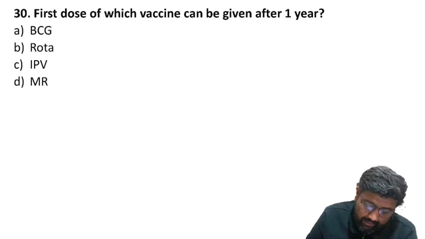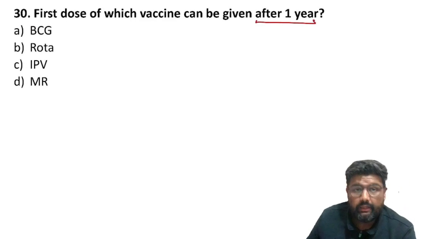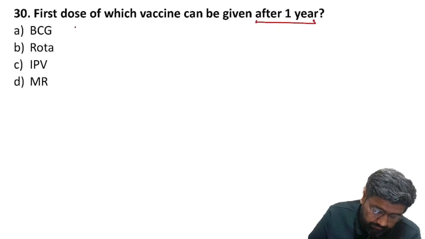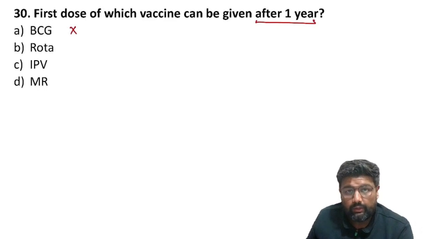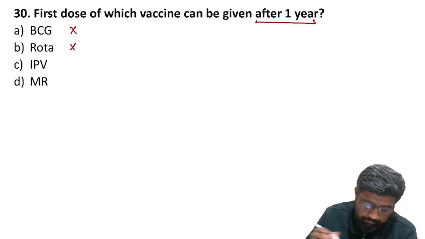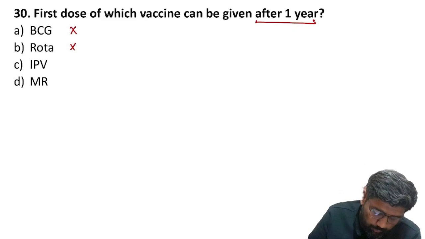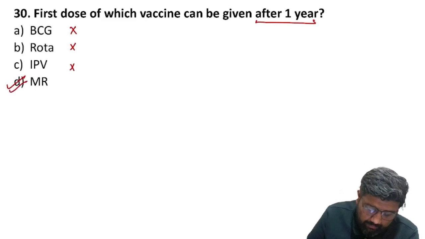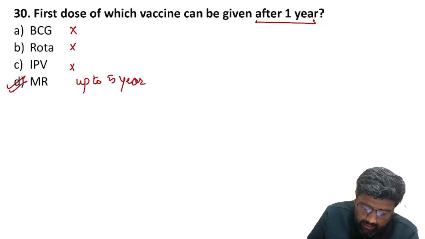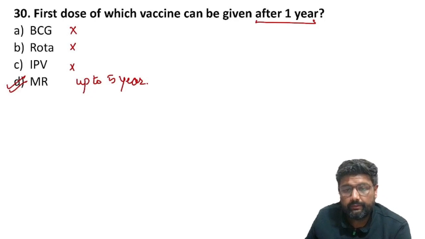First dose of which vaccine can be given after 1 year? BCG? No. Rotavirus? No. IPV? No. MR can be given up to 5 years.